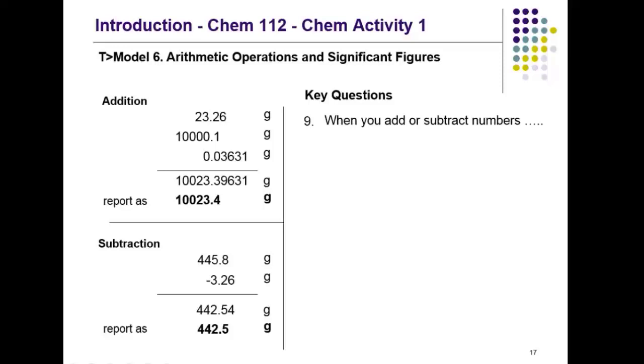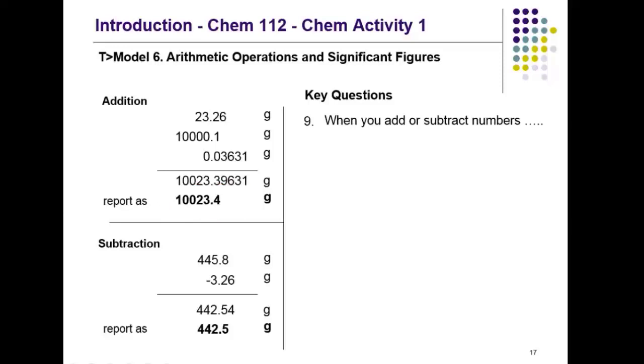When we add or subtract numbers, the number with the least digits past the decimal place will dictate the number of significant figures in the answer. In the addition example, it is the middle number, the 10,000.1, that dictates that the final answer must have only 1 digit past the decimal place. The final answer has 6 significant figures.